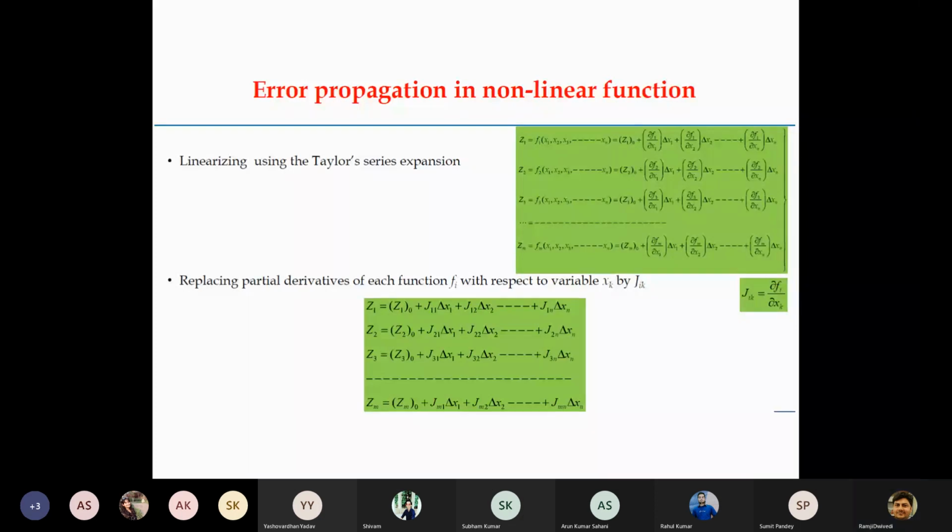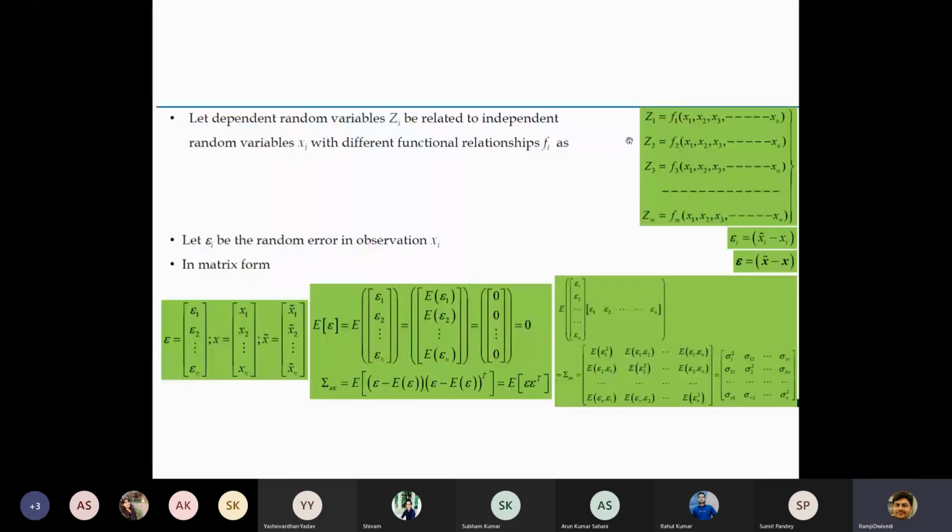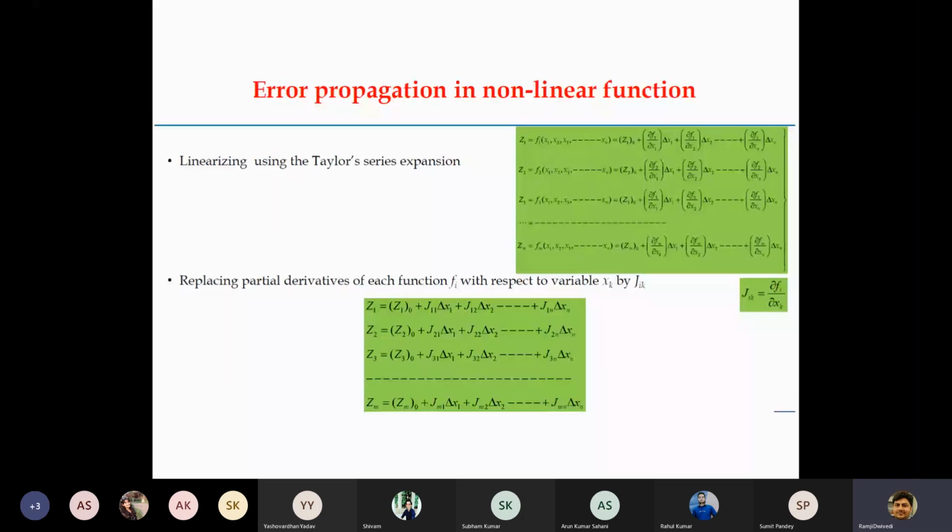The z1 naught is nothing but the function value at the initial point. It is as simple as that. You are putting the initial values in the function, plus the partial derivative with respect to x1 multiplied by delta x1, plus the partial derivative with respect to x2 multiplied by delta x2, plus the partial derivative with respect to xn and delta xn. That's how you do it.